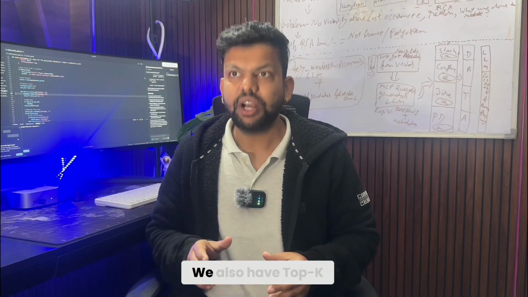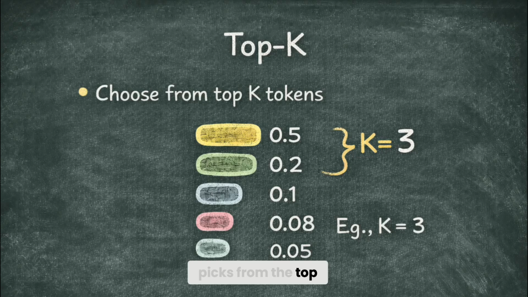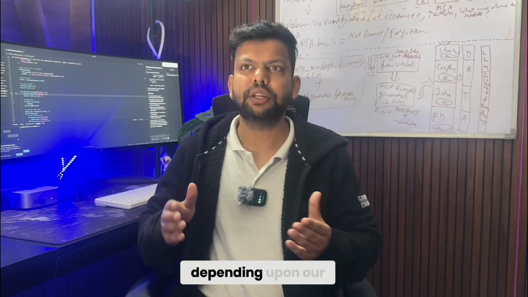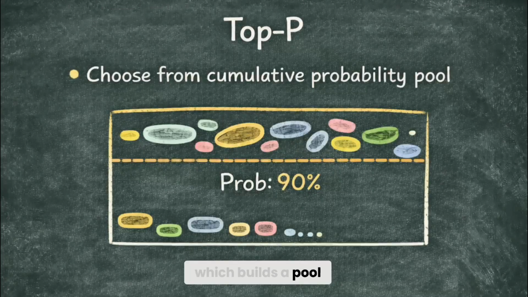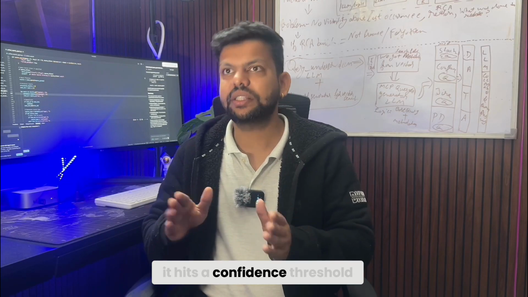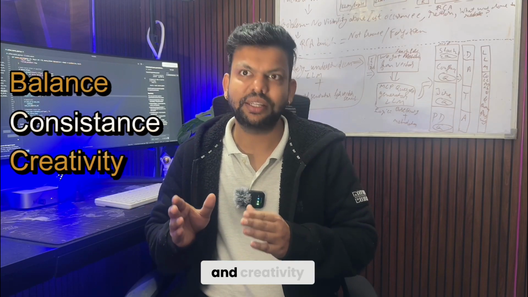We also have top K, where the model only picks from the top 5 or 10 guesses depending upon our configuration. And top P, which builds a pool of likely candidates until it hits a confidence threshold. Together, these control the balance between consistency and creativity.